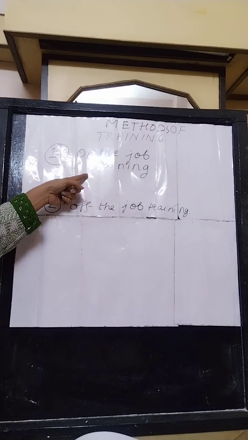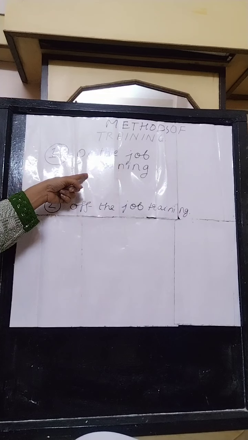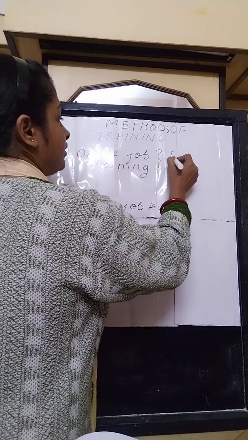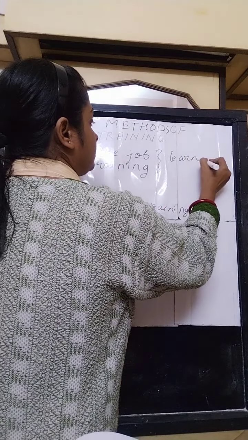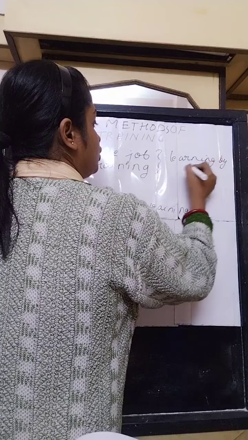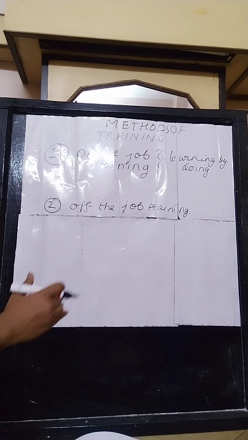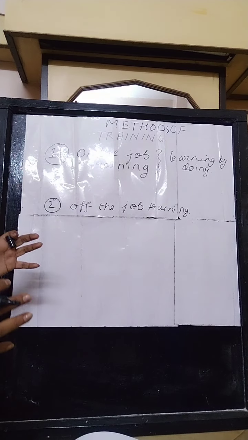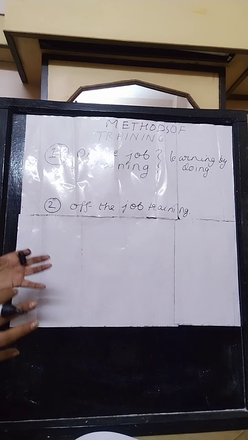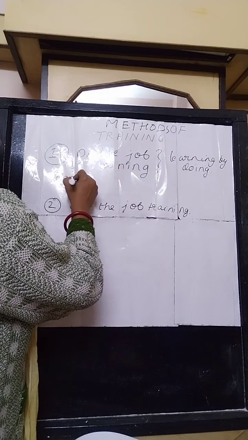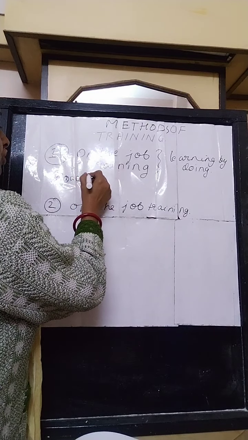It is learning by doing in an actual work situation. This can be called learning by doing the job. Some of the major techniques of on-the-job training methods can be listed as coaching. Coaching is one of the examples of on-the-job training.